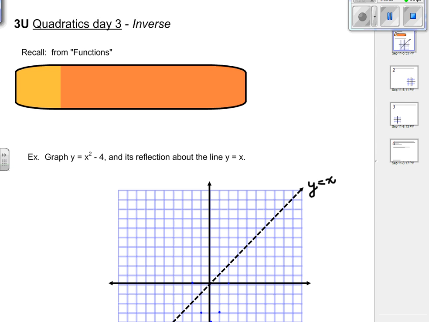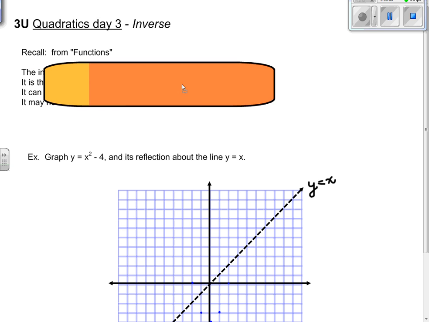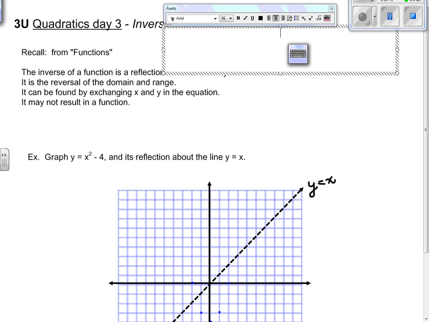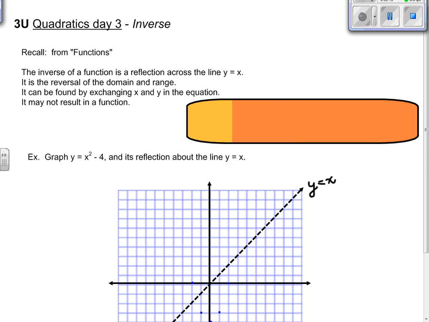We are on day 3 of quadratics, and we're going to look at inverse of quadratic functions. If you recall from our functions unit, the inverse of a function is the reflection across the line y equals x. It is the reversal of the domain and the range, and we can find it by exchanging x and y values in the equation. It may or may not result in a function.